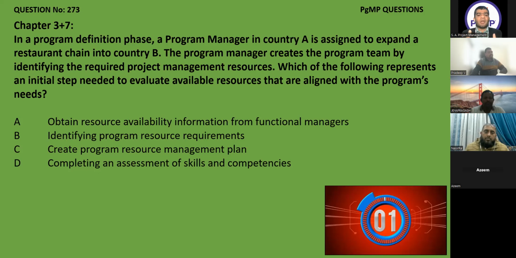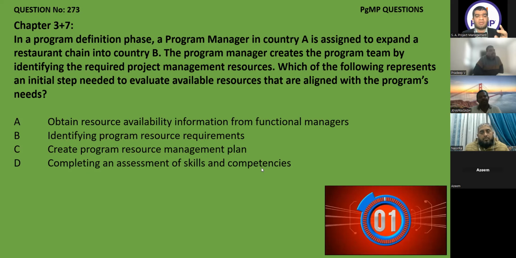Now he needs to evaluate the potential in these resources. Then it is skill and competence, right? So C, create program resource management plan, will not help me to evaluate. And D, completing an assessment of skills and competency, is the correct option.